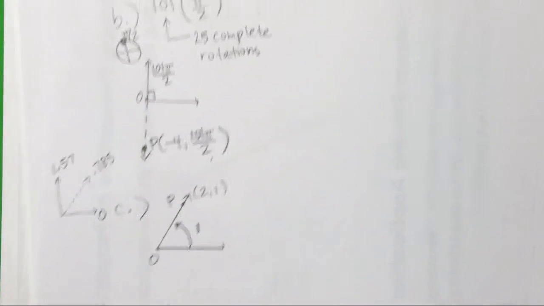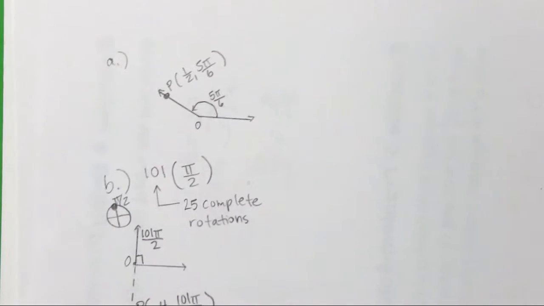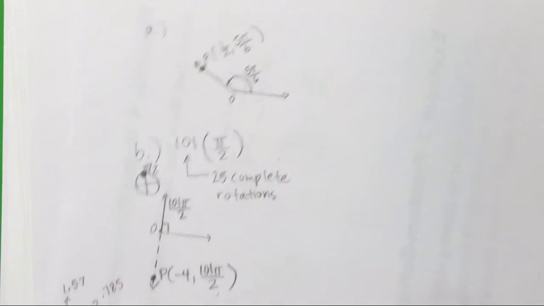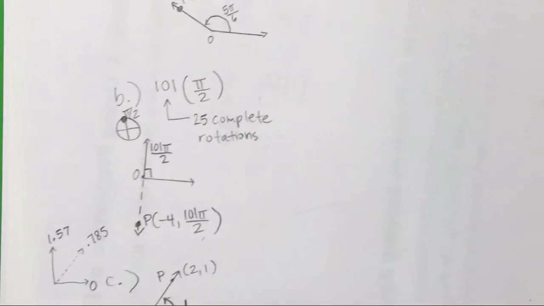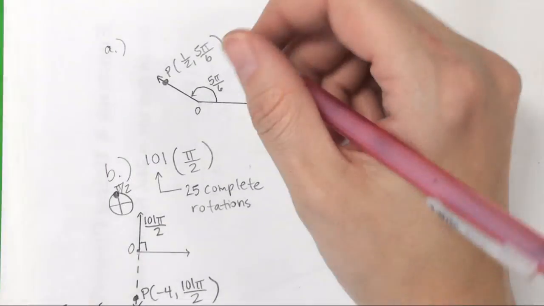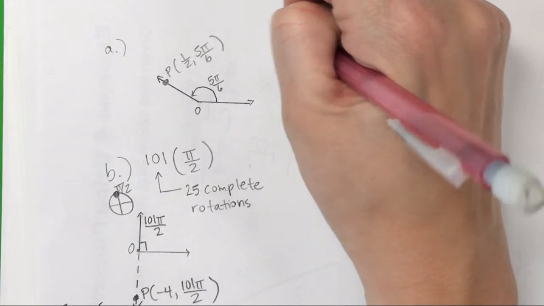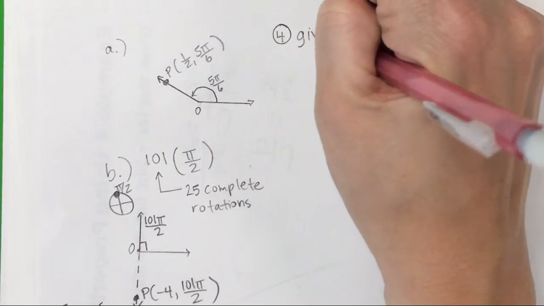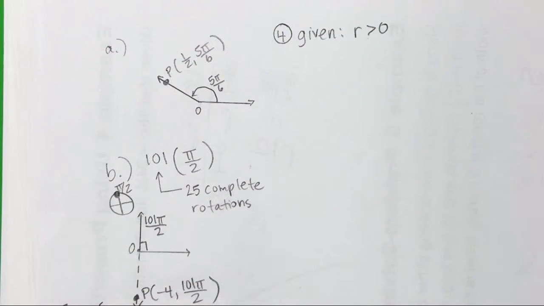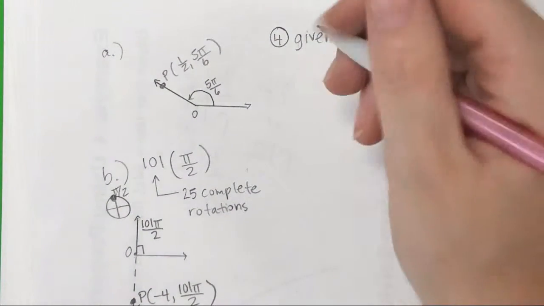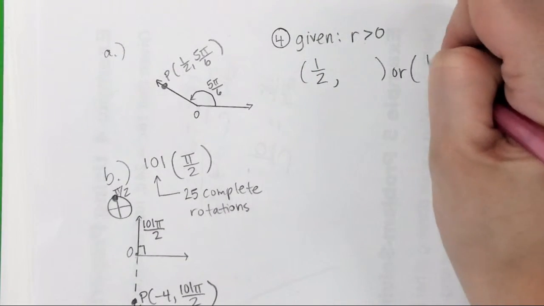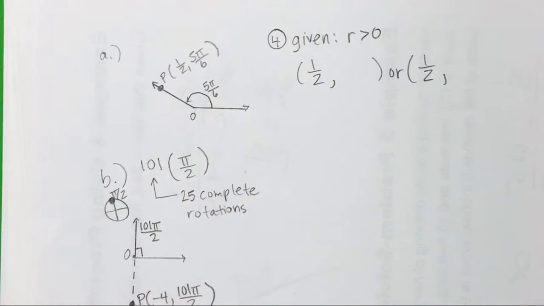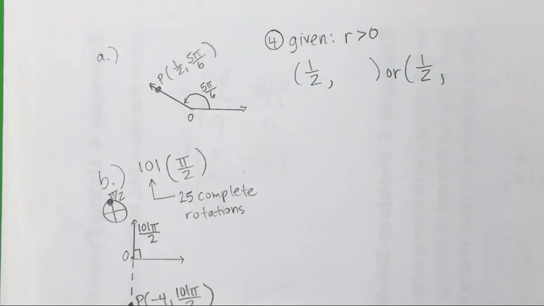Okay, so now that we've done parts 1 through 3, now we're going to do part 4. Are you guys all set with this? You're estimating? Remember, this is 1.57. For step 4, we have to look and see what we're given. We're given that our R value is positive. So we're going to start with positive 1/2 for both of these, and then you can decide what you want to do. You can either add 2 pi or you could subtract 2 pi. I'm going to show you how to do both.